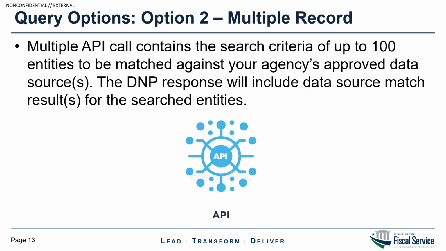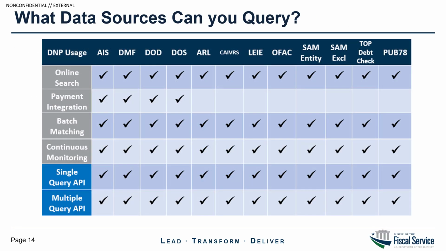The multiple record API is intended for agencies that would prefer to send batches of entities throughout the day and that need to receive different sets of results in real time. Do Not Pay offers access to several data sources through the API connection. Available data sources for both single record API and multiple record API are listed on the bottom two rows in the chart.